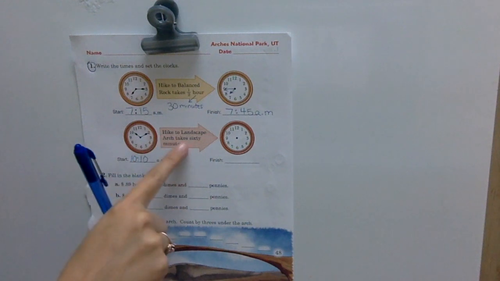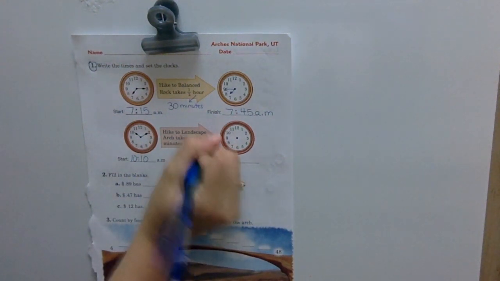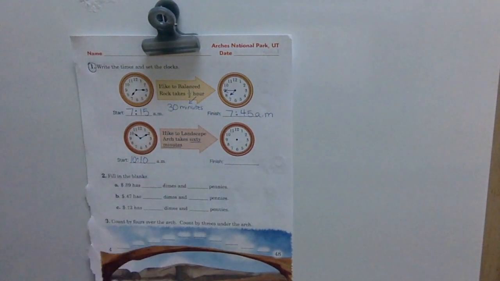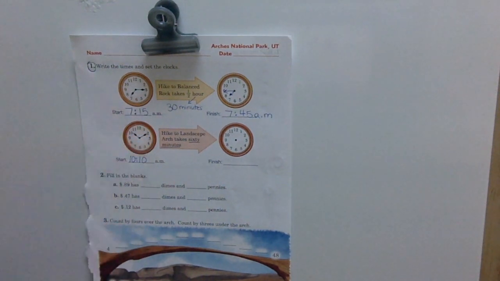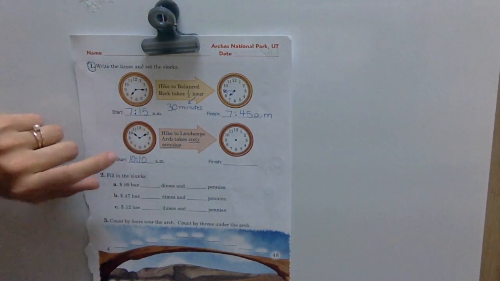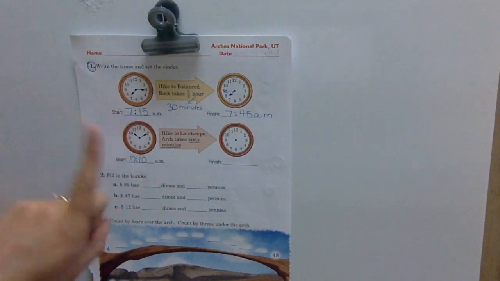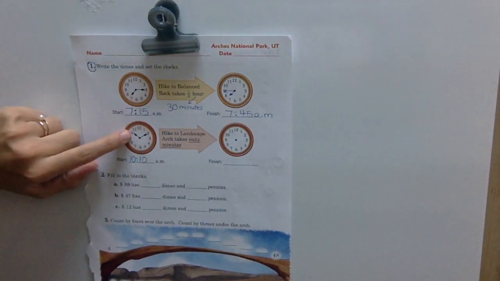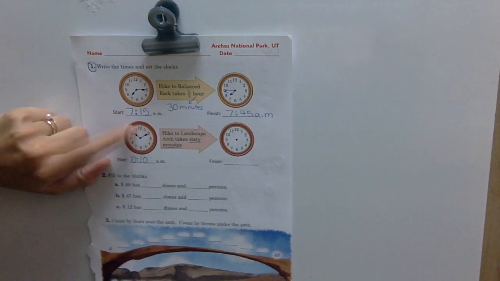The hike takes 60 minutes. Underline 60 minutes for me. What do we know about 60 minutes, boys and girls? How long is 60 minutes? 1 hour, right? So guess what? I don't even have to move my minute hand. He gets to stay at the 2 because I know that if it's just 1 hour, that means my hour hand is going to move one number.